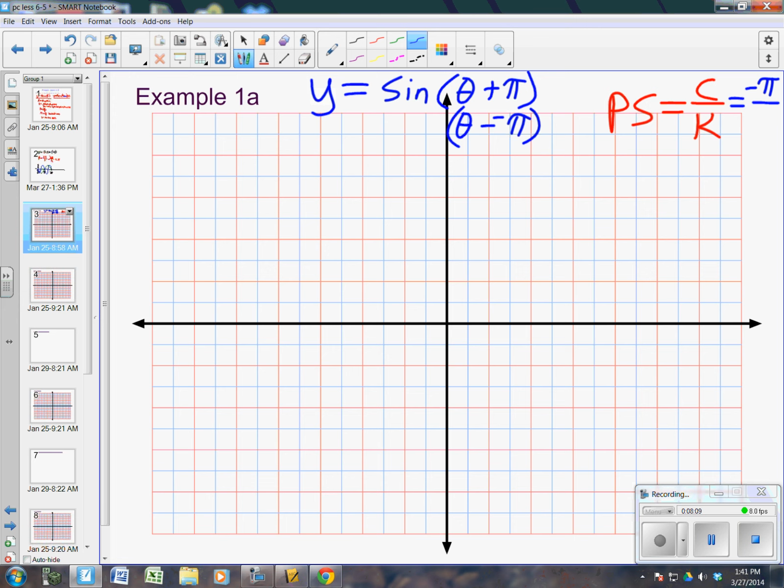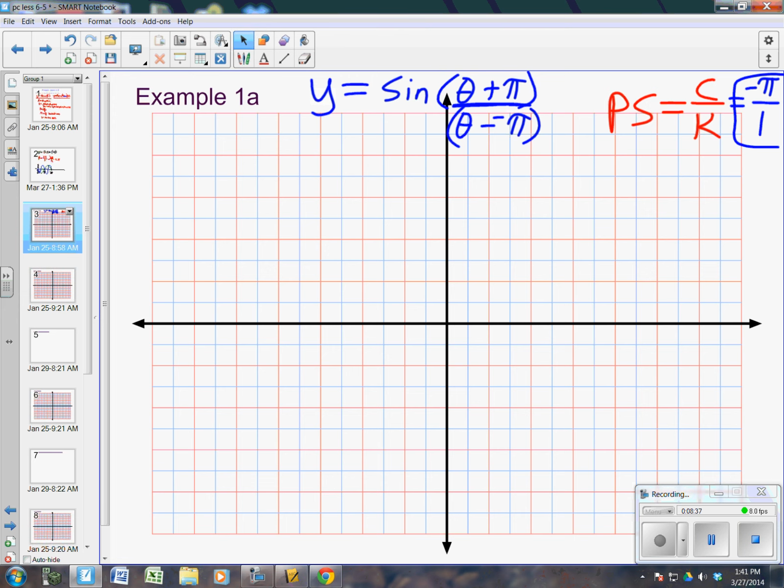Okay, so negative pi divided by, what's K? Yeah, it's just 1. So negative pi is my phase shift. So I'm going to shift this thing to the, which direction? To the left, pi units, because right up here, it's the opposite of that. But actually, you got negative pi, so it's going to shift it negative pi. So I'm going to mark this on the graph right here.